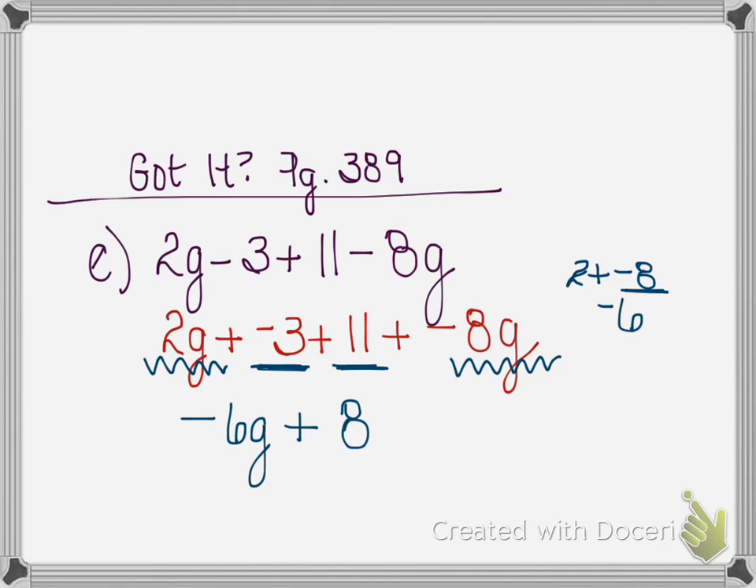These two terms, negative 6g and 8, cannot be combined because they don't both have a g. So this is our final simplified answer.